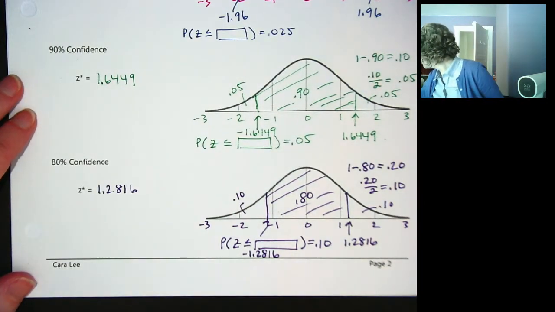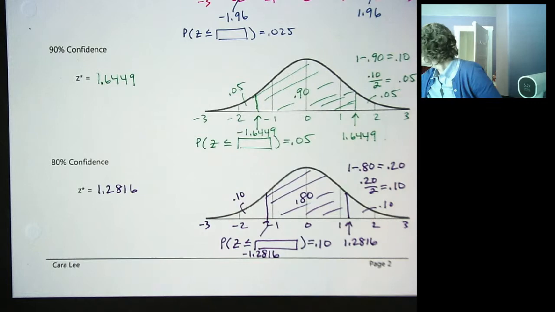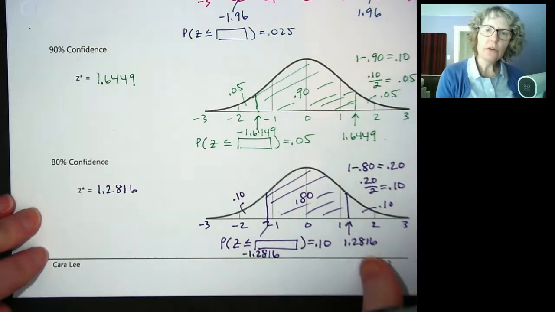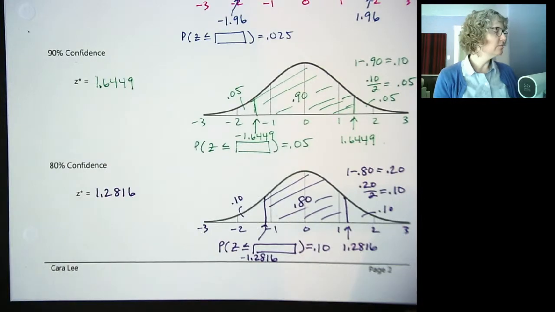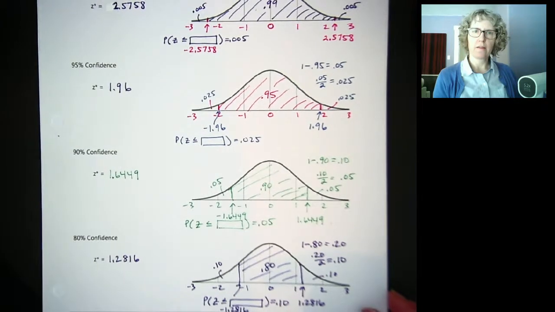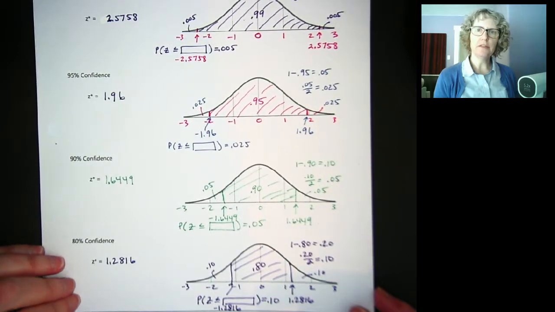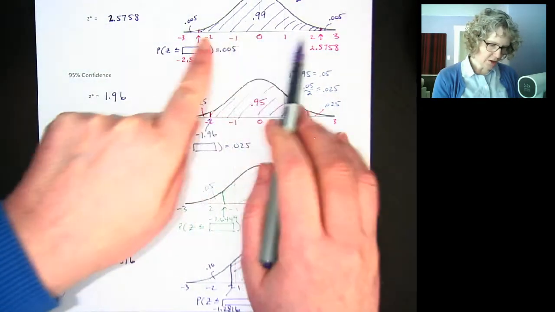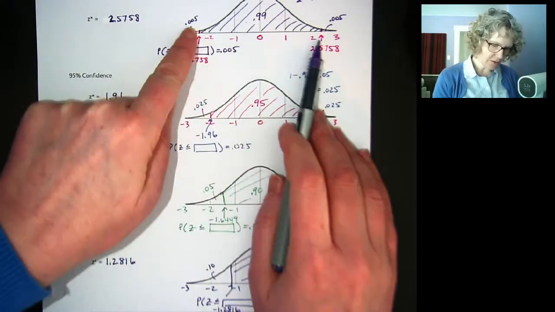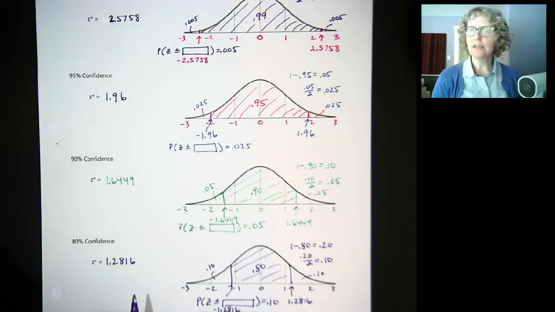Okay, let me just double check where I'm going here. Okay, great. So just to summarize this page, let me zoom out. You can see how the higher the confidence, the wider we need to go, the more standard deviations we need to go out. And so that's going to be part of our formula. Okay, so this video was all about the z-star, critical z value, and we'll keep going on the next one. I'll see you there.